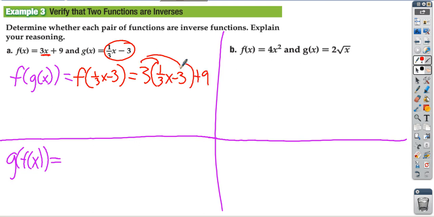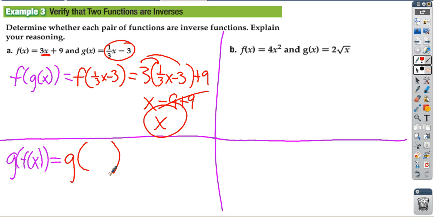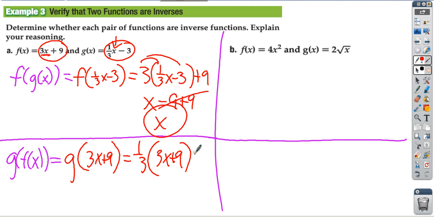Okay, so let's distribute the 3. 3 times a third is just 1x, and 3 times negative 3 is negative 9. Negative 9 plus 9 is 0, so at least it works for the first one. It does equal x. That's what we want to happen if they are inverses. G of f of x means g of this function. That's f of x. And that means wherever I see an x right here, I'm going to plug in 3x plus 9. And then we still have that minus 3 right there. So 1/3 of 3x is x, 1/3 of 9 is 3. We still have that minus 3. Those cancel, and we're just left with x.